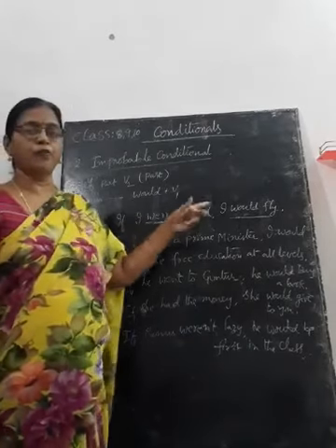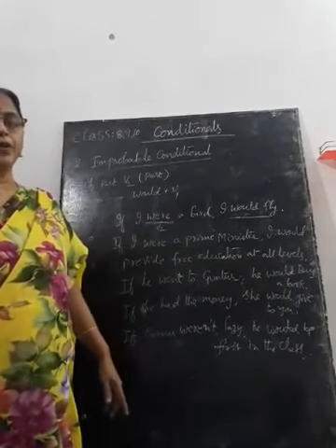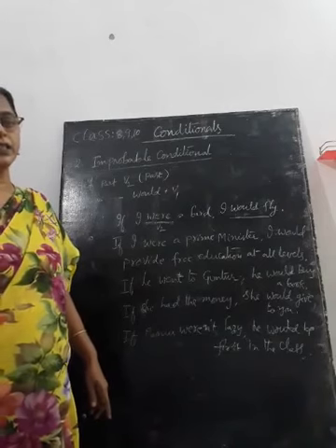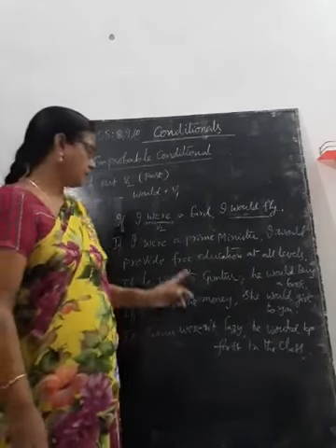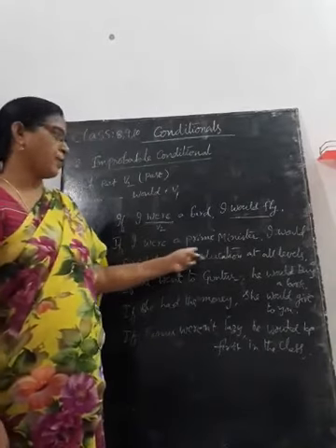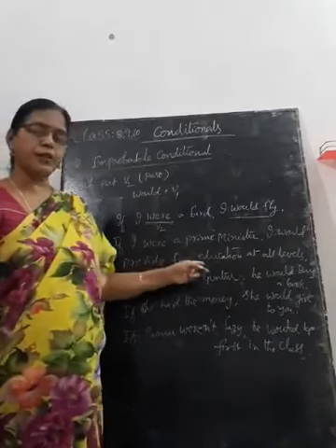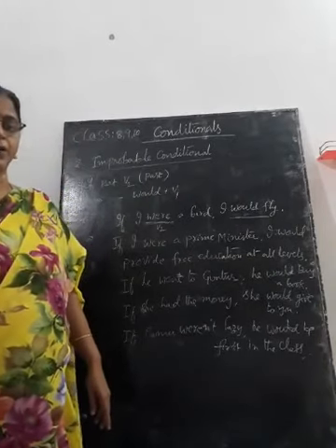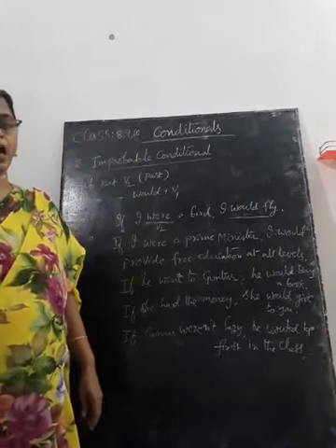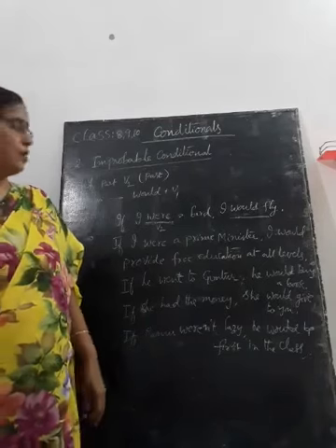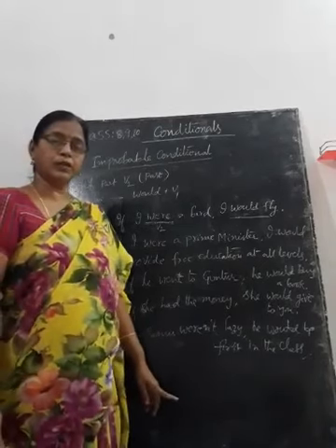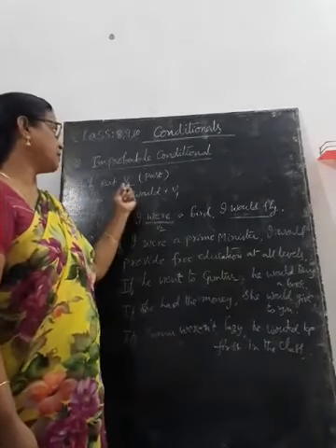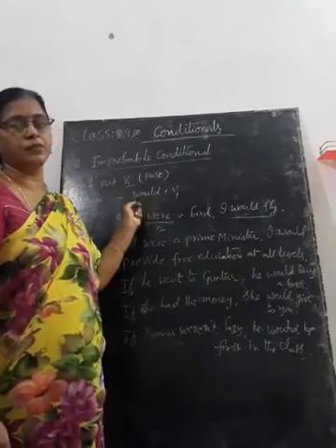If I were a bird, I would fly. If you were a baby, you could sleep all day. If you were a cow, you would eat all day. If I were a prime minister, I would provide free education at all levels. If I had money, if she had money, if you had the money, I would give to you. If you asked me, I would help you. So the if part contains V2 and the main part contains would plus V1.